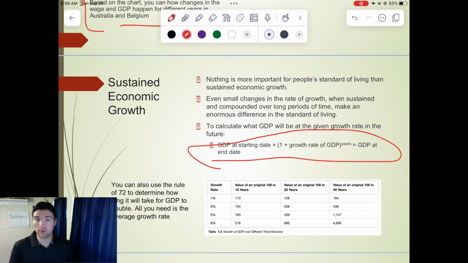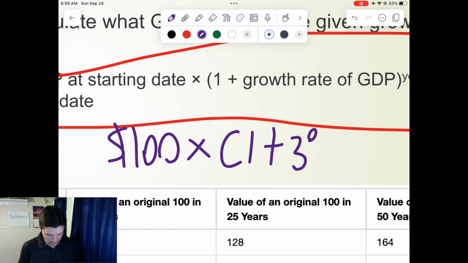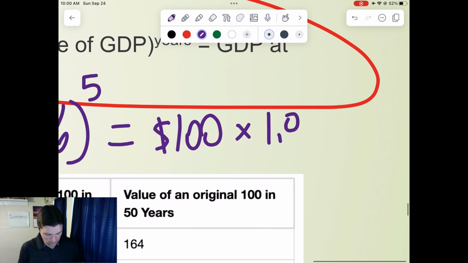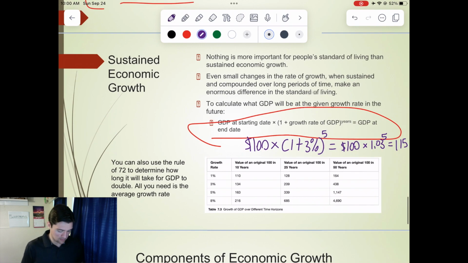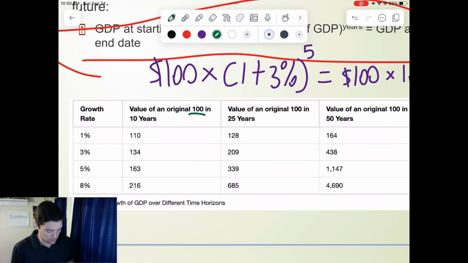So if we were in 2000 and your GDP was 100 and you're growing at 3%, and you want to look at what your GDP is in 5 years, what you would do is 100 times 1.03 raised to the 5th power. Just to give you that number, that would be 115. So if we grew 3% for 5 years, we went from 100 to 115. If we did that for different growth rates, you can see how it changes. For instance, the value of 100 in 10 years, growing at 8%, gets you from 100 to 216.